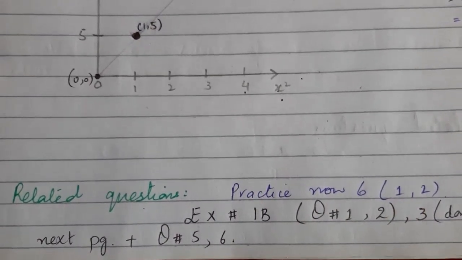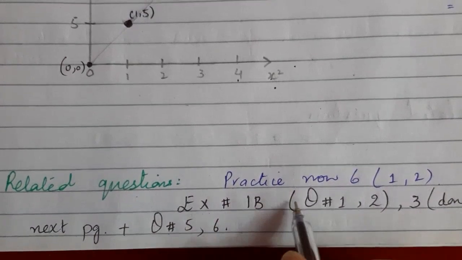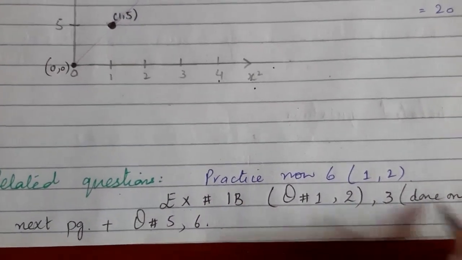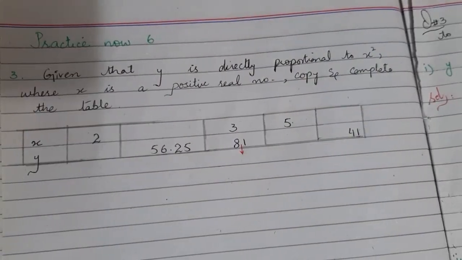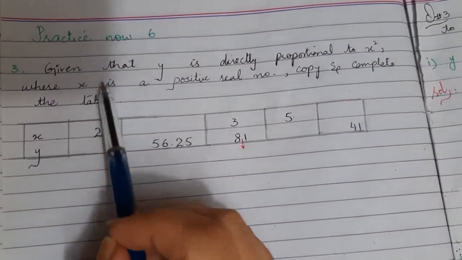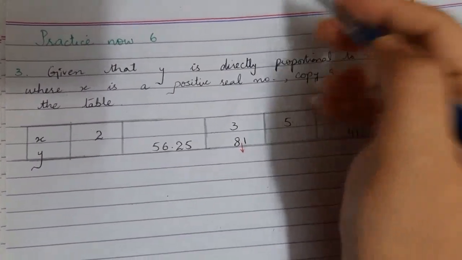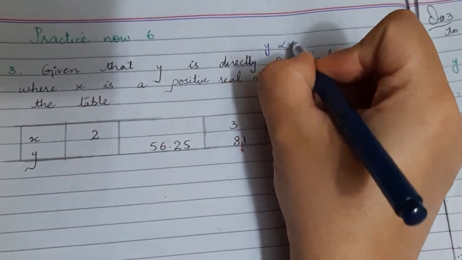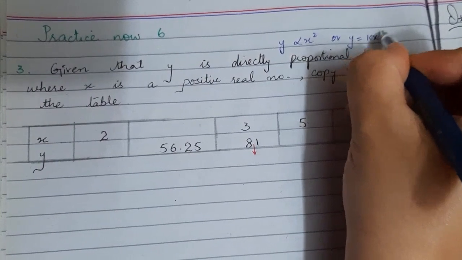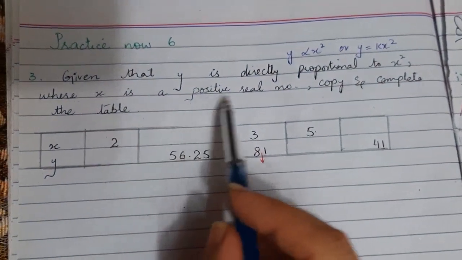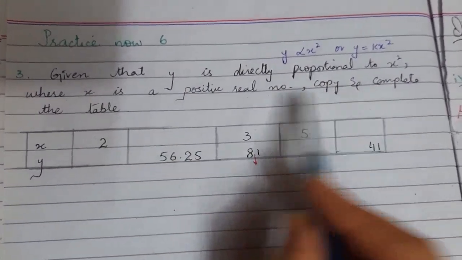I'm going to do the third part by myself, or you can also do Exercise 1B, question number 1. Questions 2 and 3 will be done on the next page, plus question number 5 and 6. I'm going to do Practice Now 6, part number 3, which says given that y is directly proportional to x square. What does it mean? That y is directly proportional to x square, or y is equals to kx square, where x is a positive real number. It means that we are going to take the positive values for x. Copy and complete the table.